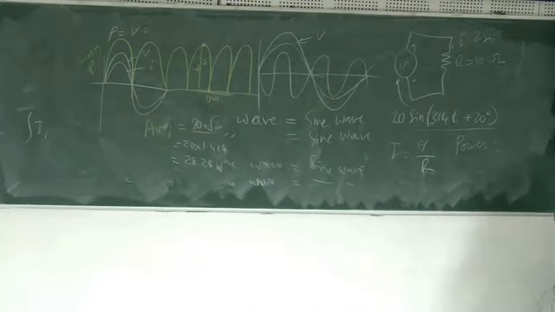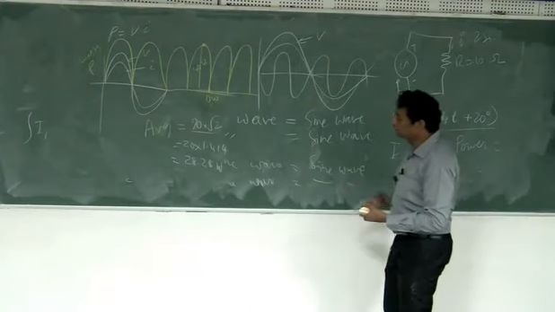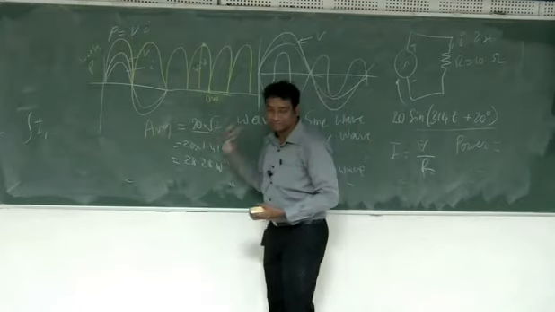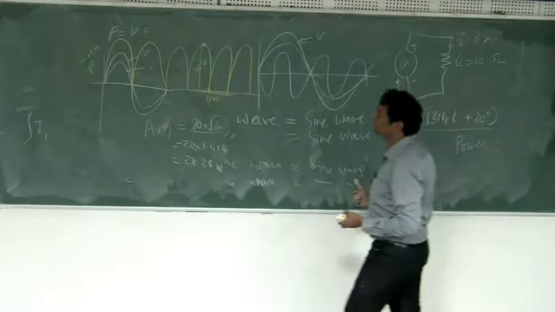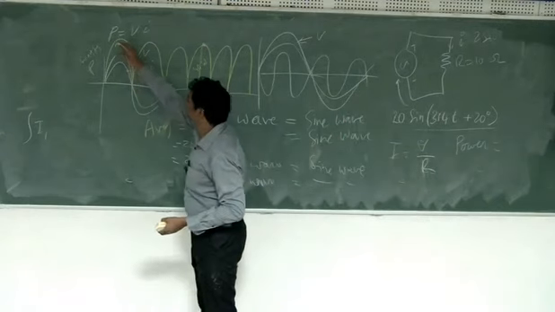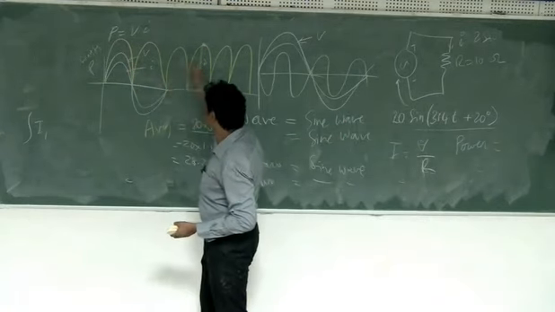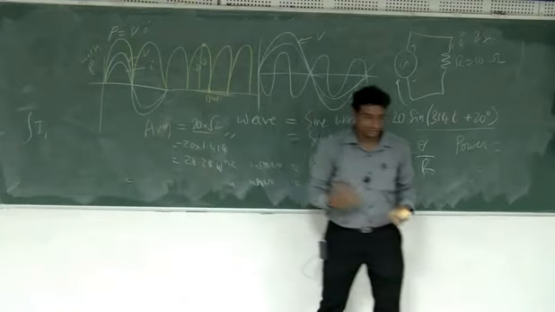Or I can just simply say watts. We'll come back to that. How this root 2 is coming, we'll come back to that maybe next class. But the important thing to notice is that it is maximum, 0, maximum, 0, maximum, 0, maximum, 0. So that is there.